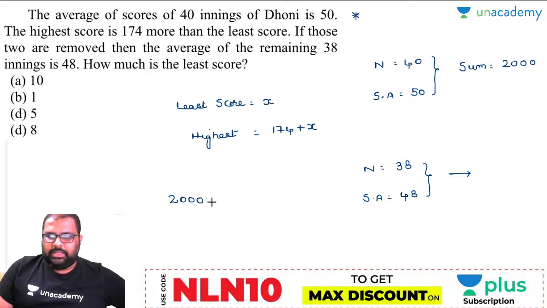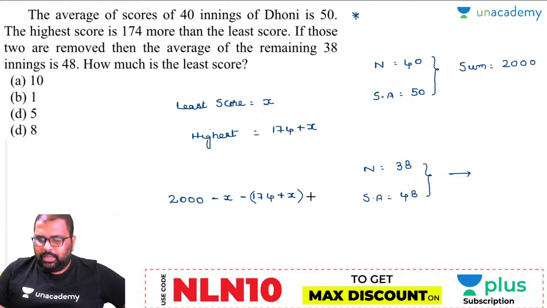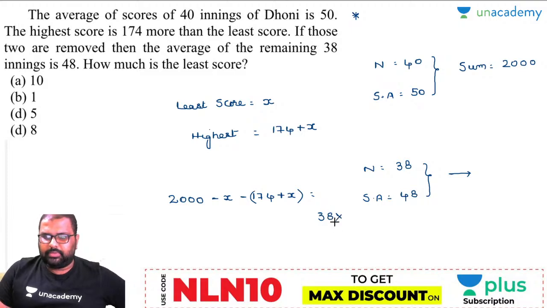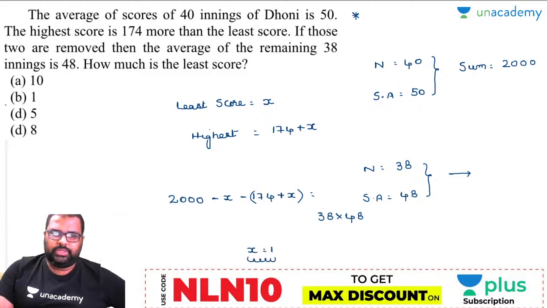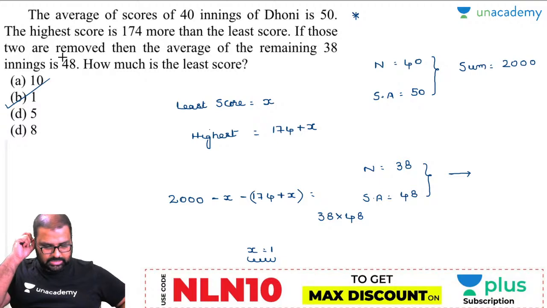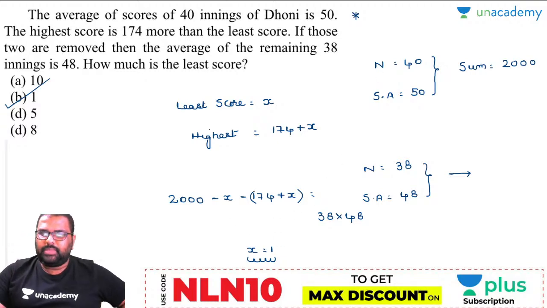Yes, very good. In this sum, you have removed X. You have removed 174 plus X. Right now, divided by 38, I will move this 38 to here. 38 into 40, 48. Now upon solving all those things, you will get your X value as 1. What is the least score is the question asked, and your least score is 1. Very good, Sanjana. Excellent. Right.